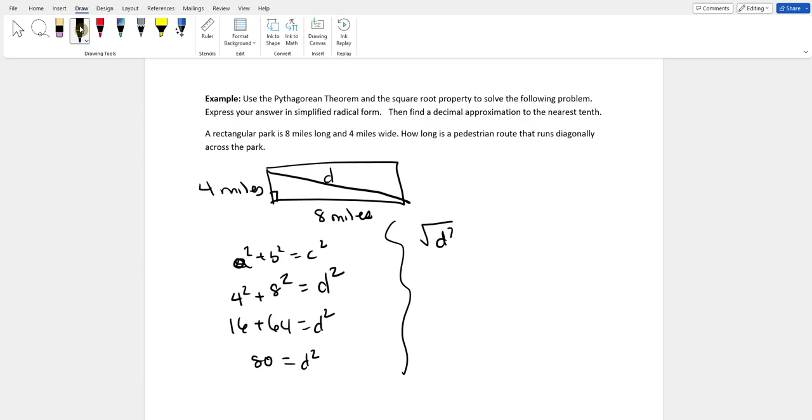We're going to take the square root of both sides. So I end up with D. We're not going to have a negative. This is dealing with measurements again, so we cannot have a negative answer. So we're only going to have the positive square root of 80. But we're going to simplify this 80. This simplifies into the square root of 16, square root of 5, and we know the square root of 16 is 4. So this is the simplified radical form.